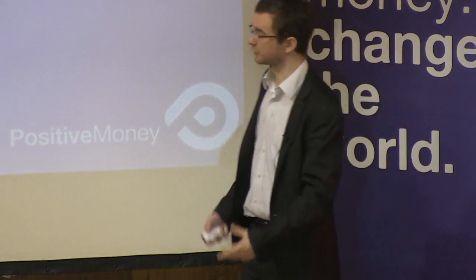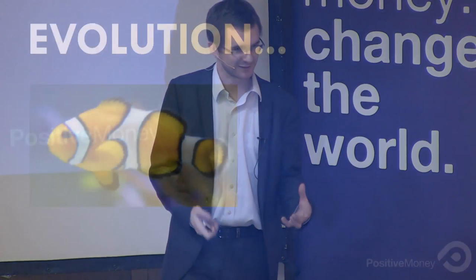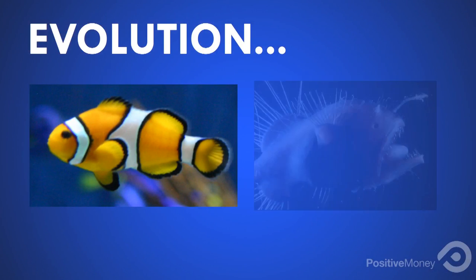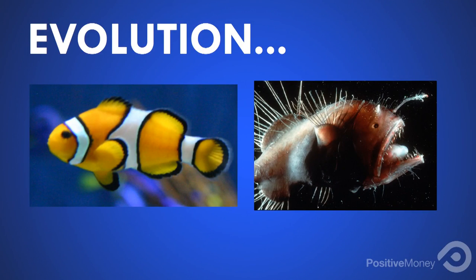Now, sometimes evolution works out really well, and you get something that's quite beautiful and efficient and effective. Sometimes it doesn't work out that well. And there's no prize for guessing which of these two fish represents the banking sector right now.